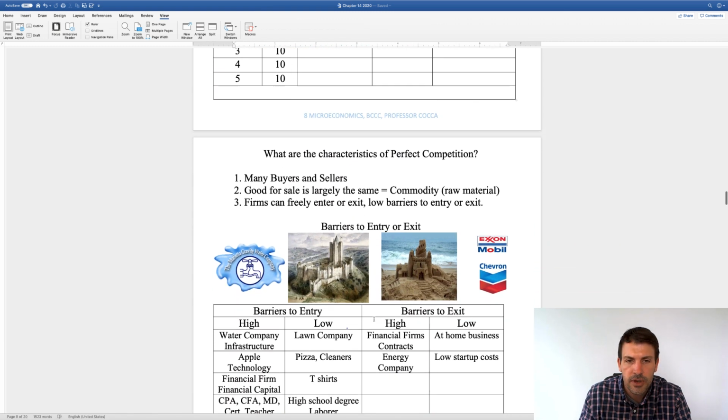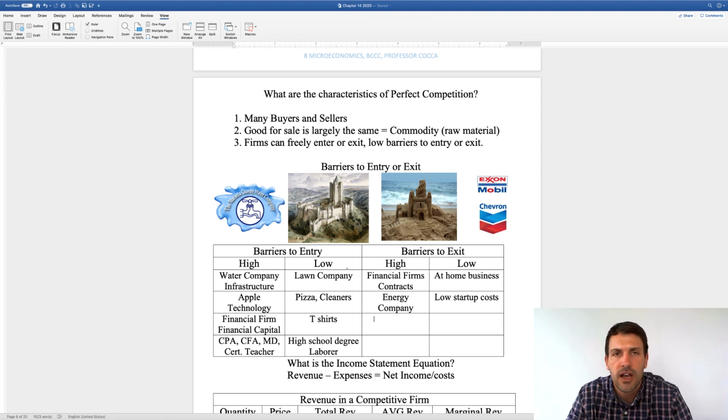What are the characteristics of perfect competition? Well, there has to be a lot of buyers and sellers. So there's hundreds, if not thousands, of buyers. So again, we probably want to think about the farmer here. As far as apples or milk, there's a lot of consumers of apples and milk, and there's a lot of farmers selling the product. Typically, the good is what's called a raw material or commodity.